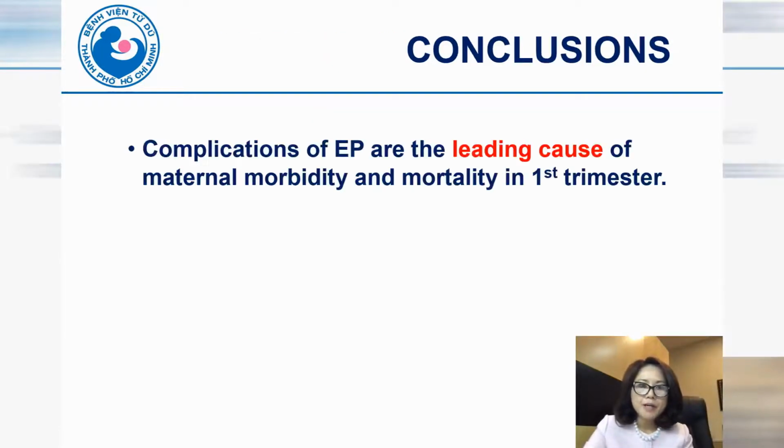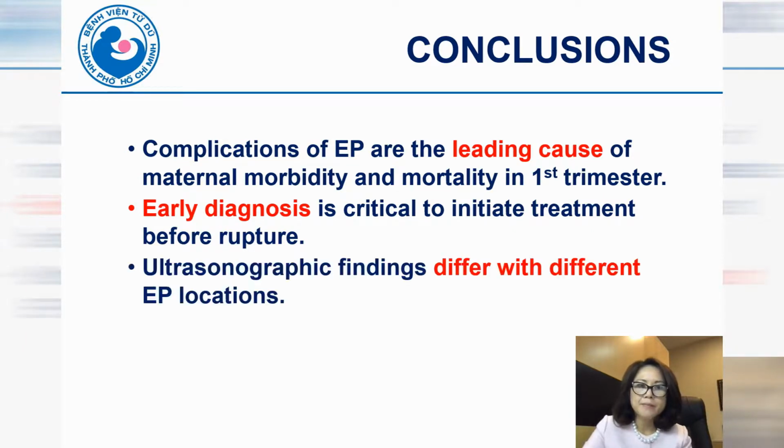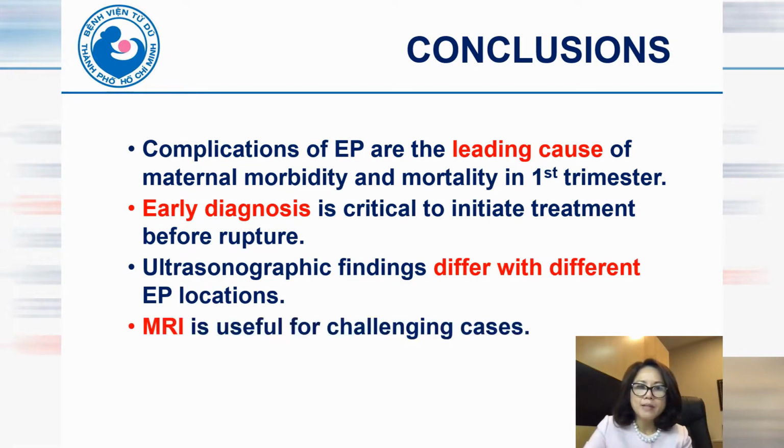In conclusion, complications of ectopic pregnancy are still the leading cause of maternal morbidity and mortality in the first trimester. Early diagnosis is critical to initiate treatment before rupture. Ultrasound sonographic findings differ with different ectopic pregnancy locations. MRI is useful for challenging cases.